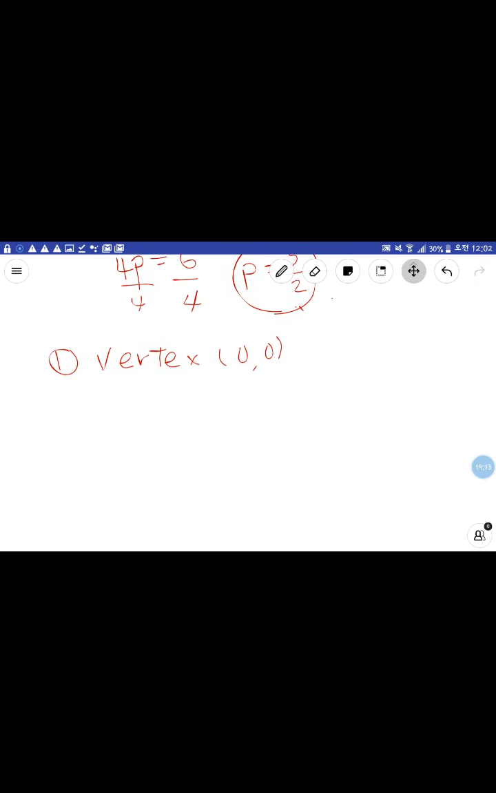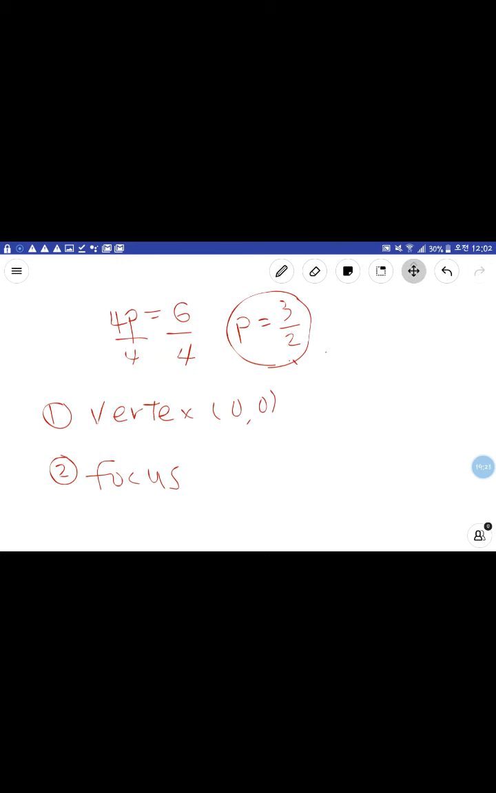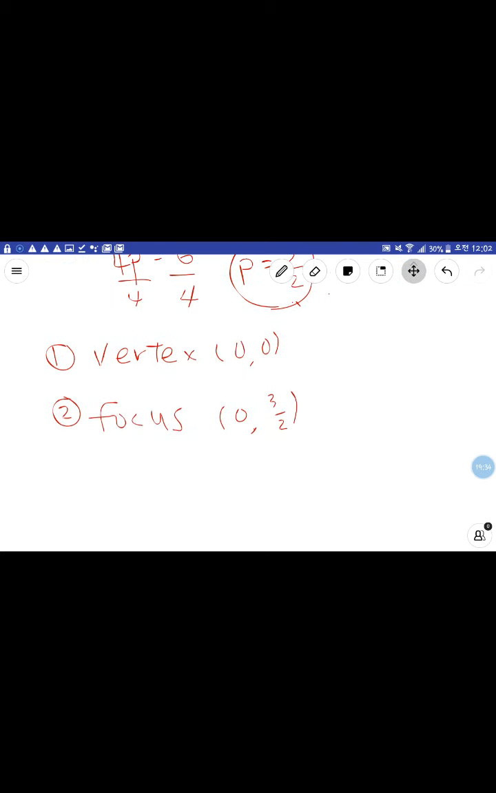Now, number 2, the focus. Since this one opens up or down, actually it opens up because your p is a positive number, 3/2. Now your focus would be 0, 3/2. That's my focus. Now, number 3. What are we looking for? The directrix. Since your parabola opens up, your directrix is y equals negative p, which is negative 3/2.